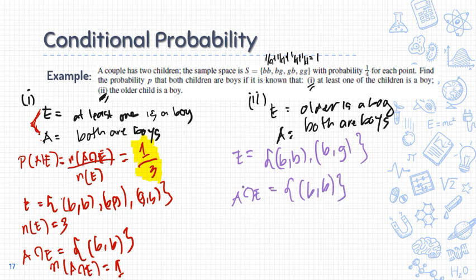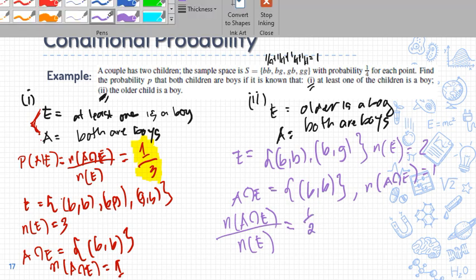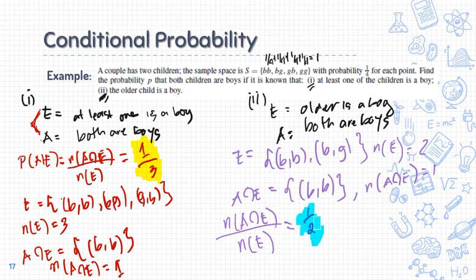So now, if we solve it, we have the number of elements of A intersection E and the number of elements of E. The number of elements of E is 2, and the number of elements of A intersection E is 1. So this is 1/2. Okay. So now we have the answers to his two questions. Okay. So, that is conditional probability.